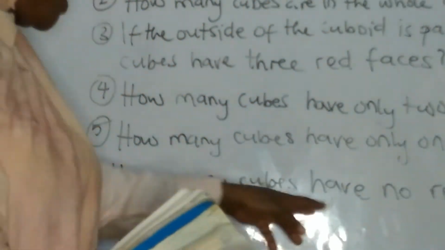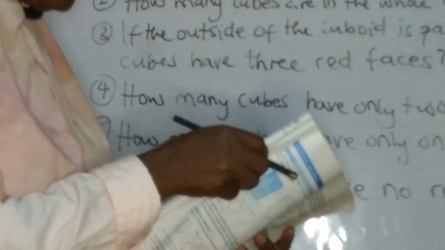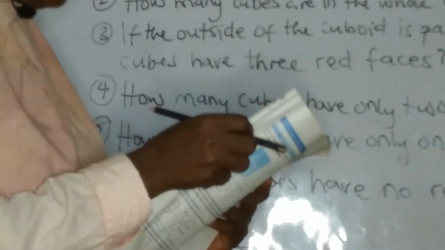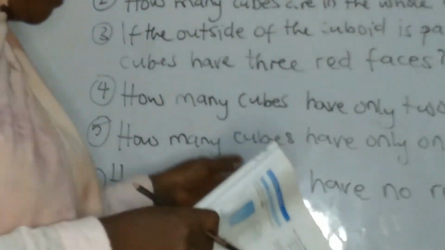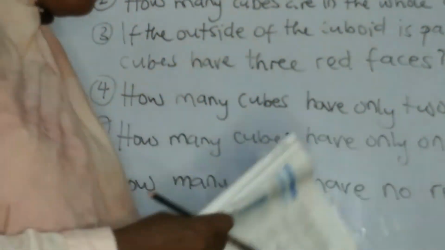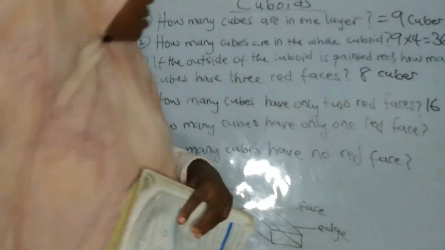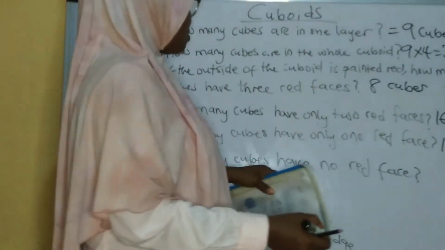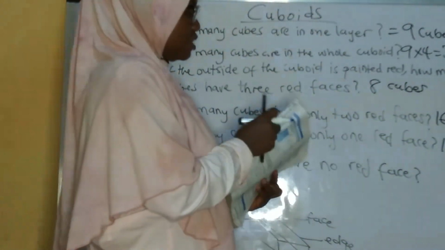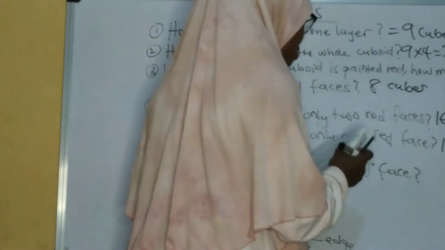Then, how many cubes have no red face at all? I told that the one that have 1 red face layer is what? It's 10. And the one that does not have any red face at all is just what? It's just 2. Do you understand?